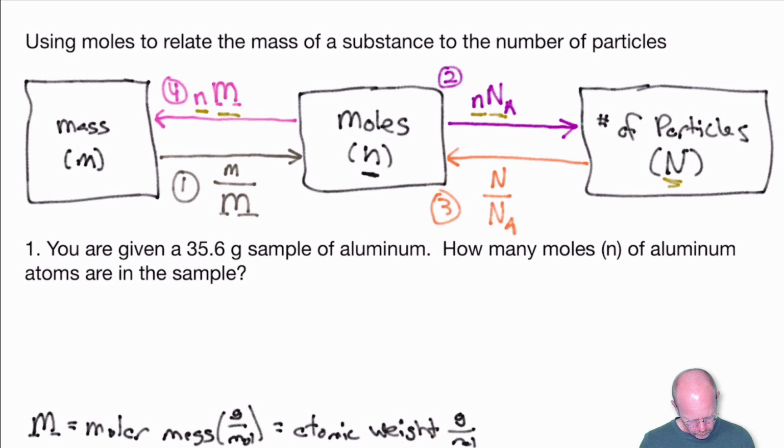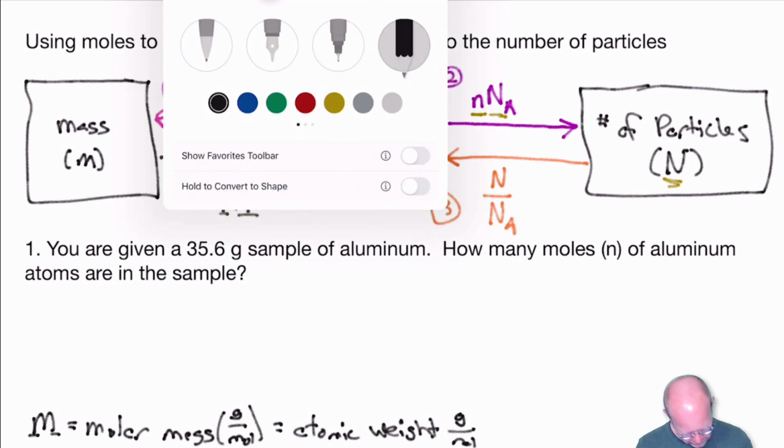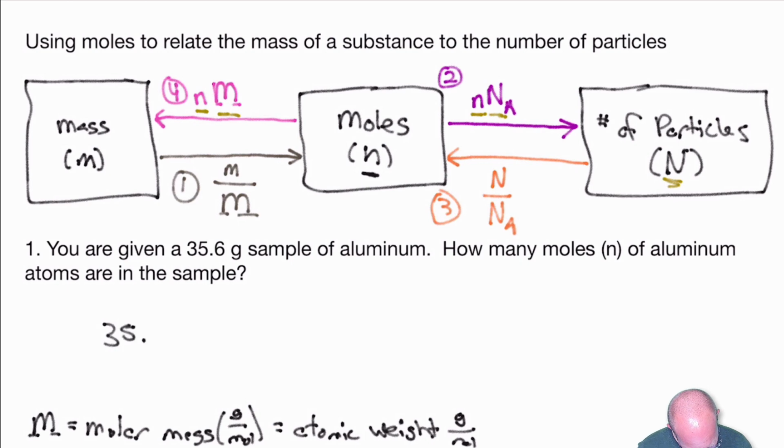So we're working with a 35.6 gram sample of aluminum. So we can go ahead and set up this calculation, 35.6 grams of aluminum. And what I know I'm after here is the number of moles. And so I need to divide by the molar mass. And the molar mass has this unit, grams per mole.